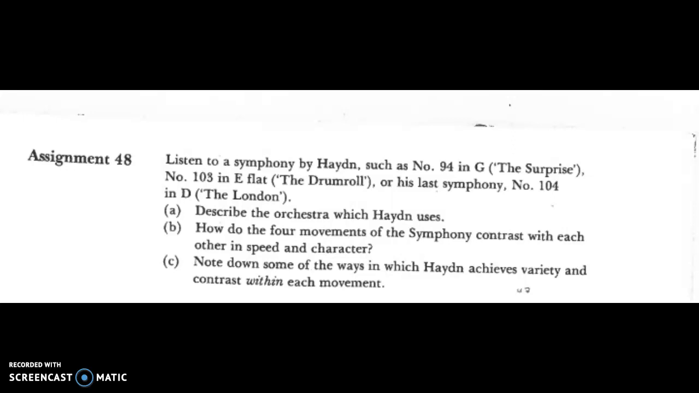Note down some of the ways in which Haydn achieves variety and contrast within each movement. So variety and contrast can be speed contrast in a movement, it can be articulation or dynamics. So think about the contrast, not between the different movements, but within each movement.